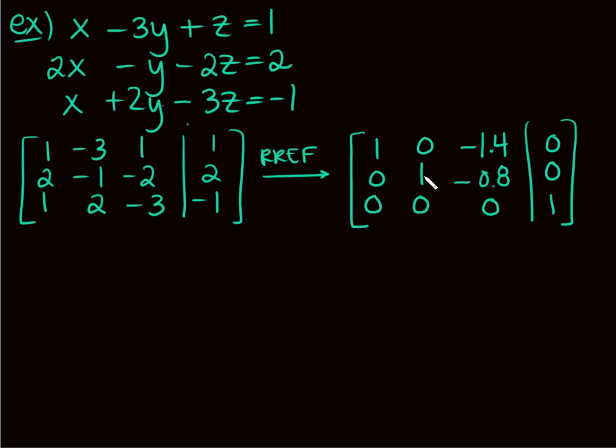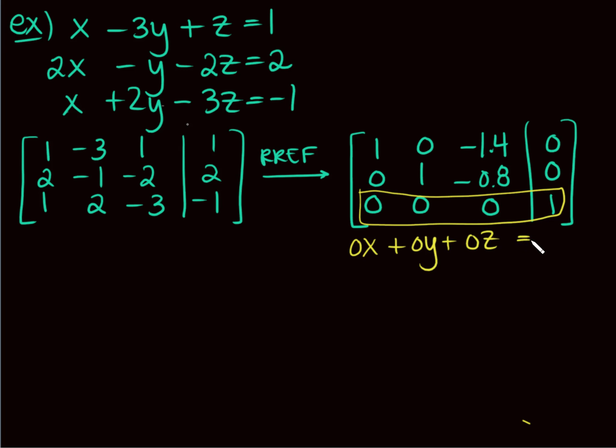But more importantly, look at what this is saying. Let's focus on that last row right there. What is that last row trying to tell me? So remember, look at what this is saying. This is saying 0 x's plus 0 y's plus 0 z's equals 1.